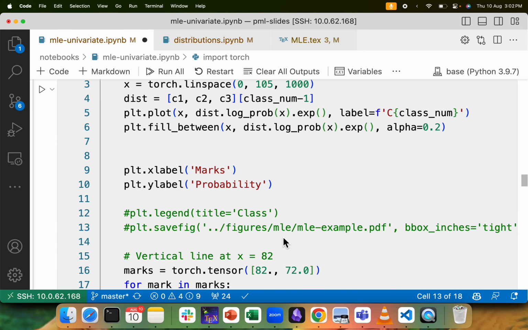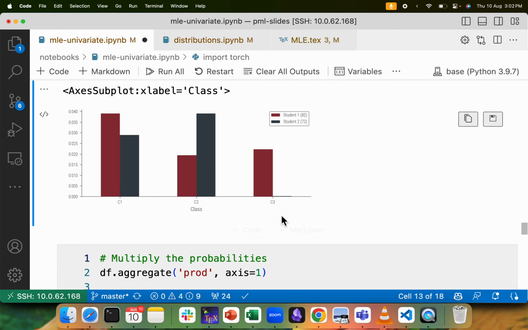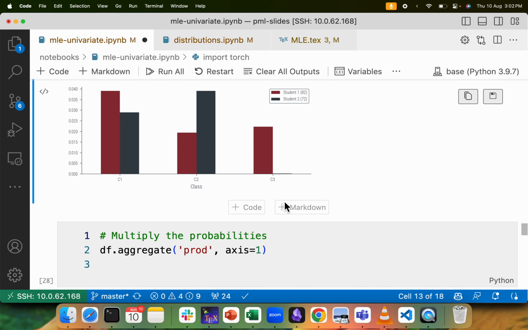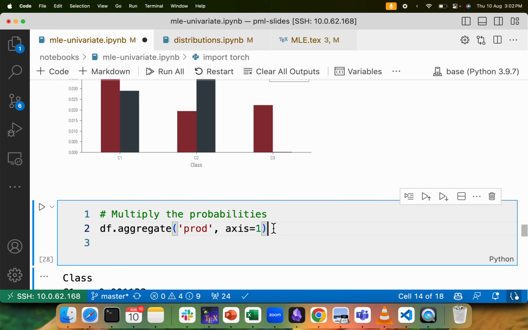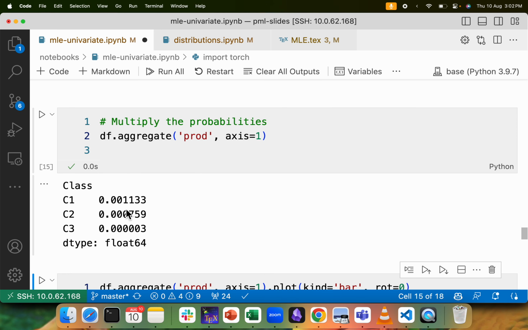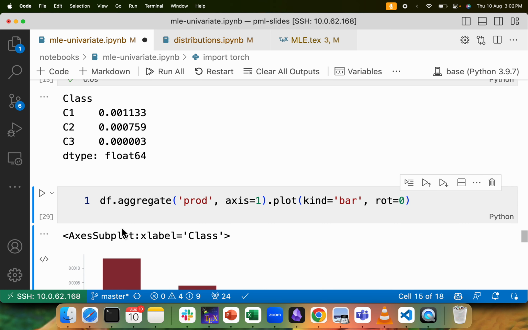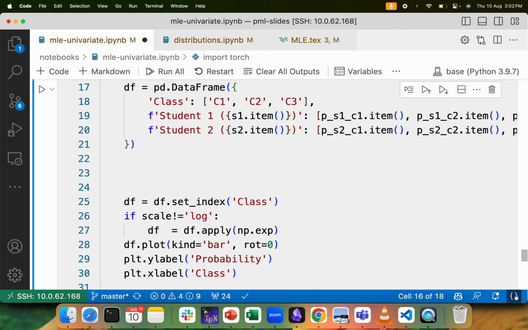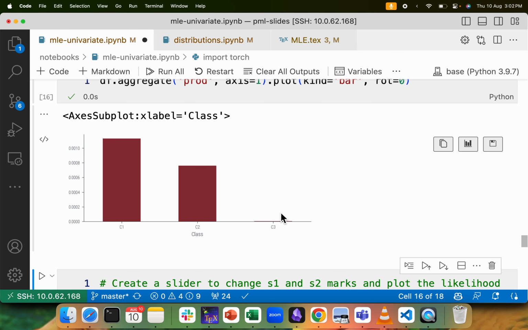One concerning thing you're already seeing is that getting a 72 from a class whose mean is 90 is a very small number. So let's just aggregate via the product, and we get that the probability of these 2 observations coming from class 1 is the highest, second highest is C2, third highest is C3. I could have plotted a bar plot for the same, and it's very hard to now see the C3 term.